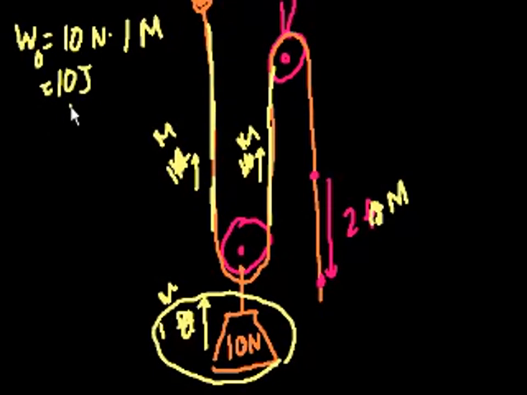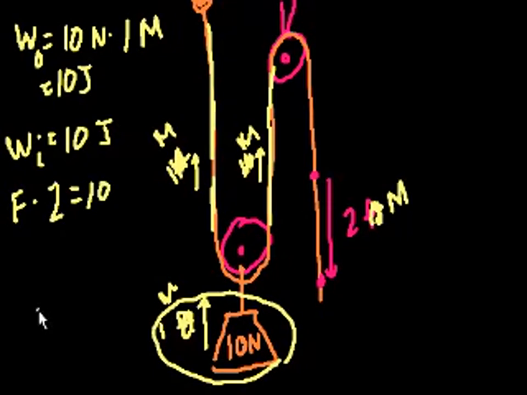And this has to be the work that I put into it too, right? So the work in also has to be 10 joules. Well, I know the distance that I pull down. I pull down 2 meters. So this has to equal the force times the distance. So the force, which I don't know, times 2 meters is equal to 10 joules. Divide both sides by 2. So the force that I pull down with is 5 newtons. So I pull down 5 newtons for 2 meters, and it pulls up a 10 newton weight for 1 meter. Force times distance is equal to force times distance.